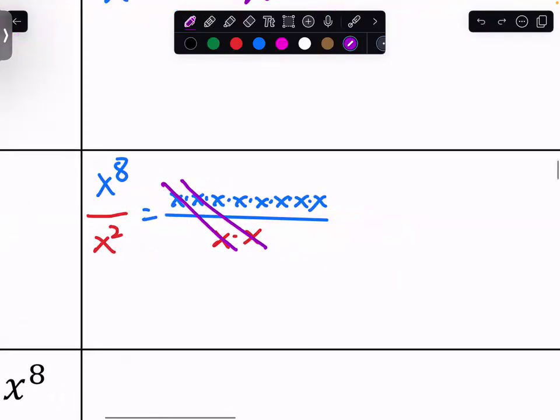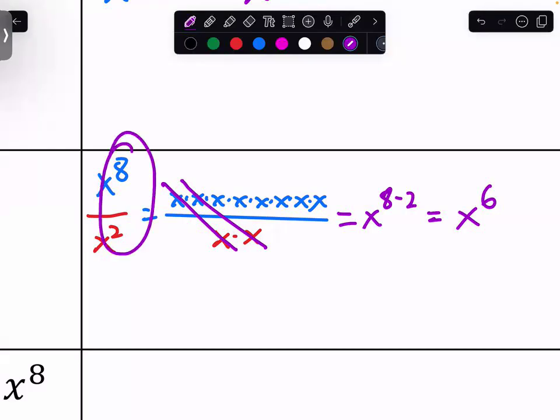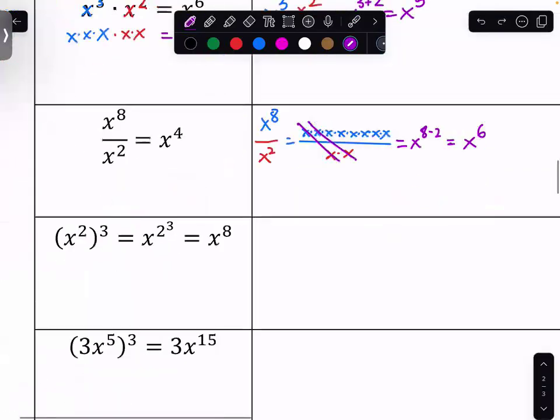Okay, so what are we left with? 1, 2, 3, 4, 5, 6. Okay, so Dominic was correct. We started with 8 on top, but then we canceled out 2 of them. So 8 minus 2 means you have 6 left over. Okay, so that'll be our pattern for division. Again, you would think that you divide, but you don't. And we see that you actually subtract the exponents.